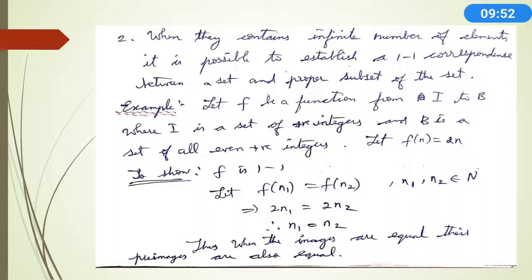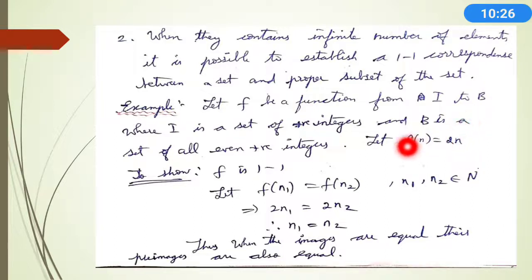Suppose I define a function f from I to B. I is the set of all positive integers, B is the set of even numbers. Positive integers means 1, 2, 3, 4, and B means 2, 4, 6, 8. We already know that for each and every element of I, I'll get an element in B. Therefore, it is one-to-one and onto. But we have to prove it theoretically.